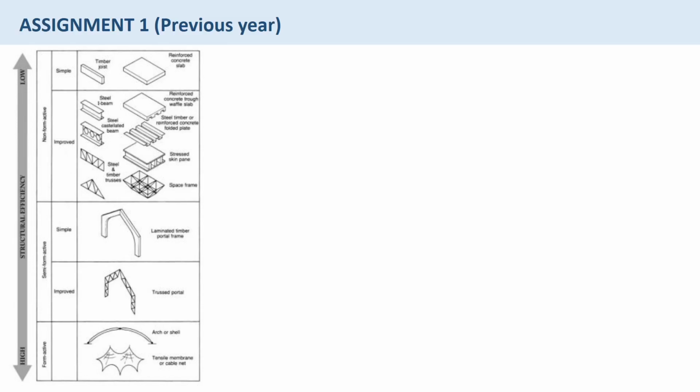And these are basically some modification made to the non-form active shapes, because of which the structural efficiency improves due to the change of shape, and thus it becomes more structurally efficient. And then we have form active, which contains arch or shell or tensile membrane or cable net.